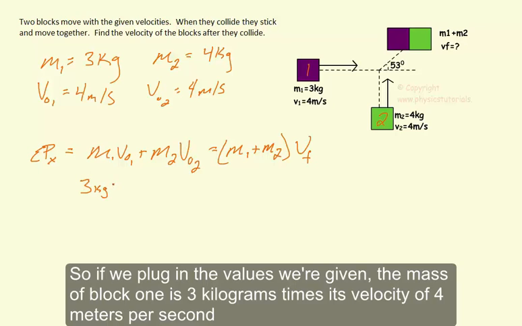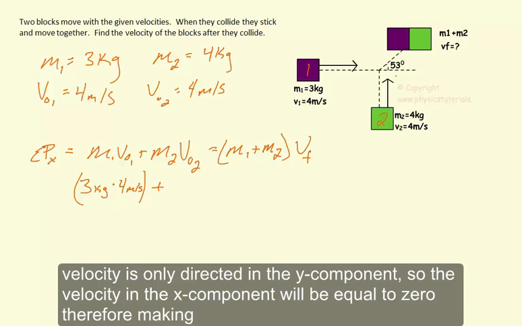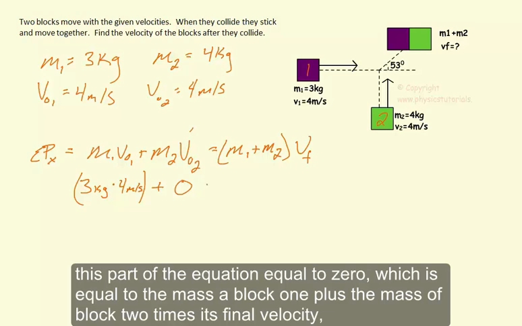So if we plug in the values we're given, the mass of block 1 is 3 kilograms times its velocity of 4 meters per second, plus the mass of block 2 and its initial velocity. However, since we're looking at the x component, we see that block 2's velocity is only directed in the y component. So the velocity in the x component will be equal to 0, therefore making this part of the equation equal to 0, which is equal to the mass of block 1 plus the mass of block 2 times its final velocity.